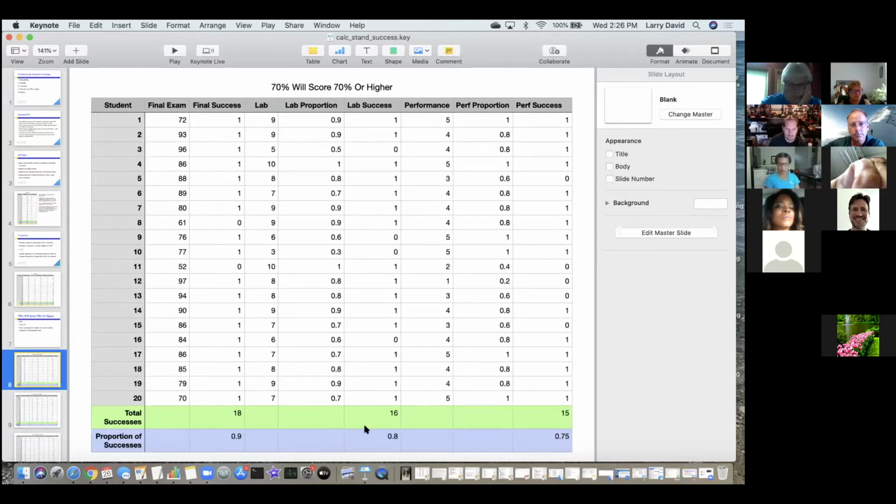These numbers down here, the blue numbers, are the proportion of students that scored 70% or higher. These are the numbers down here that we're comparing to 70%. In all three cases of my make-believe data, my standard of success was met. 90% of the students who took the final scored 70% or higher. 80% of the students who did the lab scored 70% or higher, and 75% of the students who did the performance scored 70% or higher.